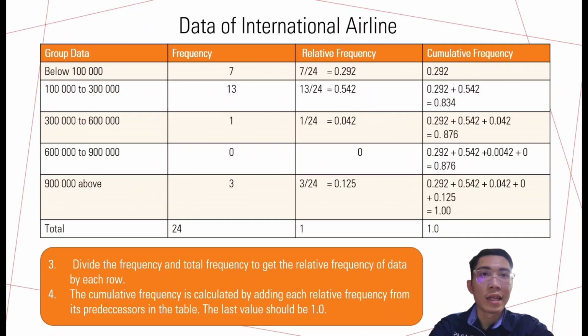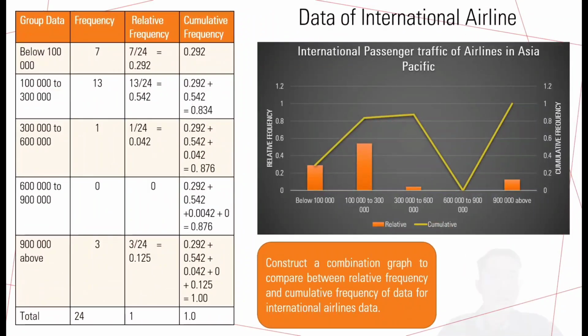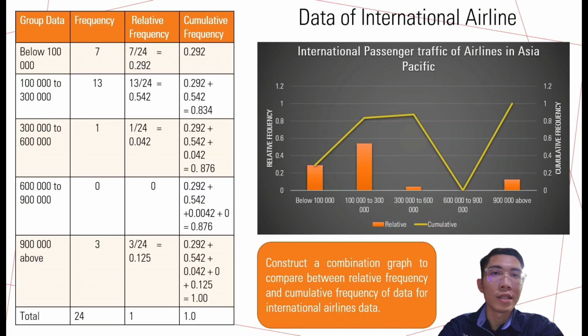For international airline data, it is calculated the same way as the domestic airlines data, where I create classes of data to calculate the frequency, then divide the frequency by the total frequency to get the relative frequency of data for each row. Then calculate the cumulative frequency data by adding each relative frequency to its predecessors in the table. The last value should be 1.00. And then construct a combination graph using a histogram and the ogive method to compare the relative frequency and cumulative frequency data.